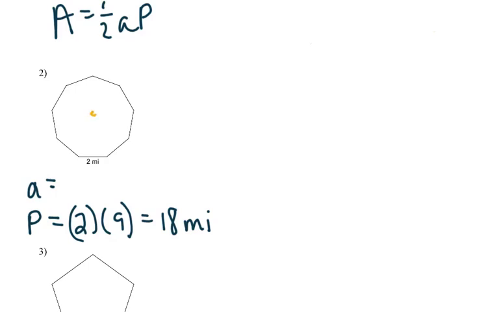So our apothem goes from the center and is perpendicular to the side. And we're going to make a right triangle with the radius and half of that side. I'm just going to go ahead and redraw that triangle over here. So we've got our apothem, our radius, and our side length, which is just 1 mile.